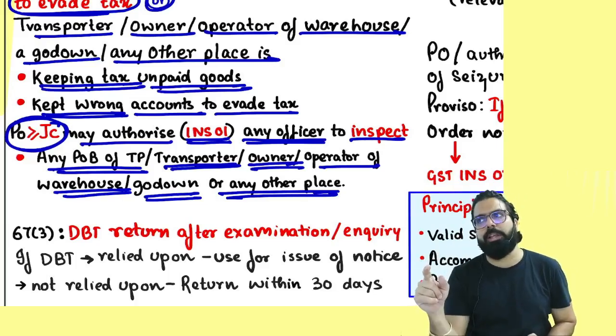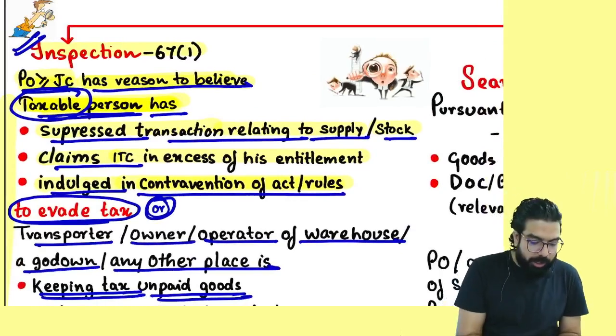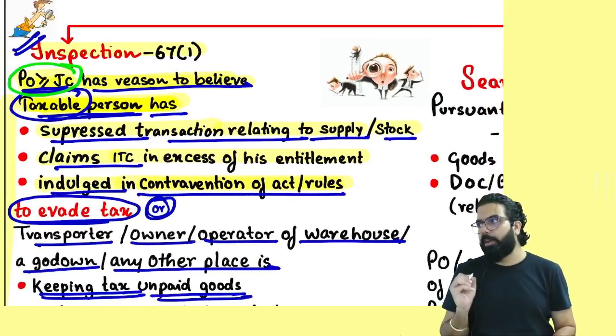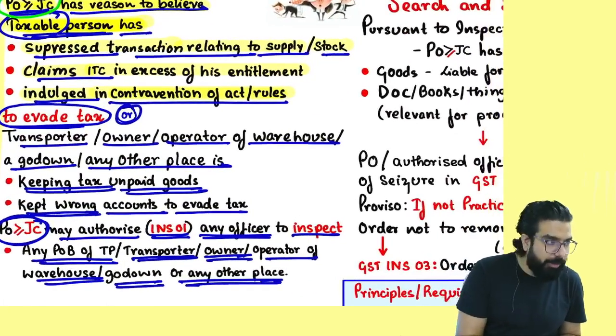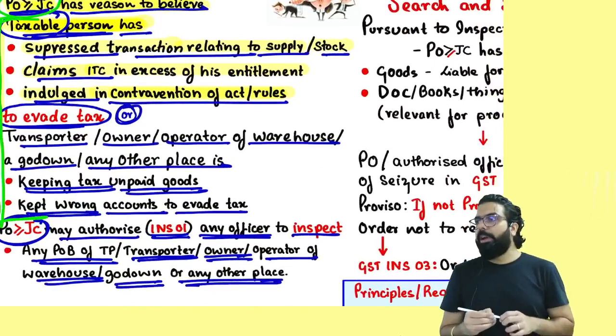What point can they ask in the exam with this? They can ask you, Baba, a C-graded chapter's C-graded question. Sir, who can order inspection? What are the reasons inspection can be ordered? This point you can remember. Can we go ahead, everyone?